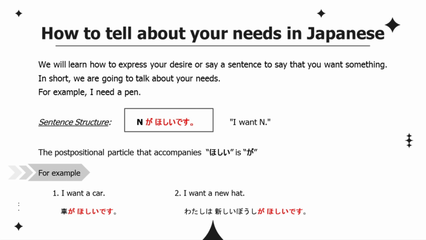I want a new hat. 私は新しい帽子が欲しいです。 This usage is a direct expression of desire, so the subject is always I. In most cases, it is omitted.